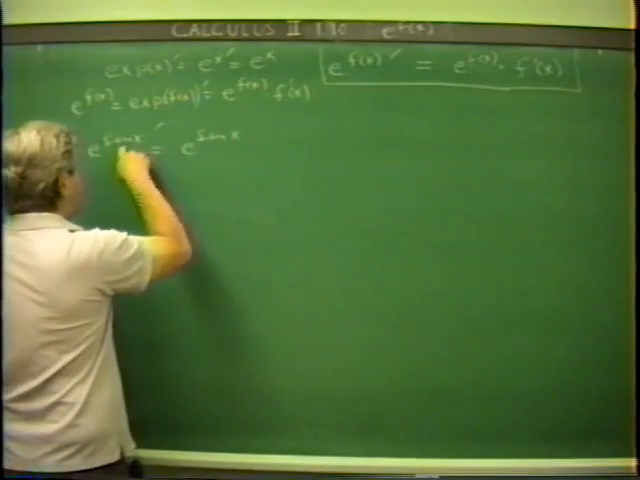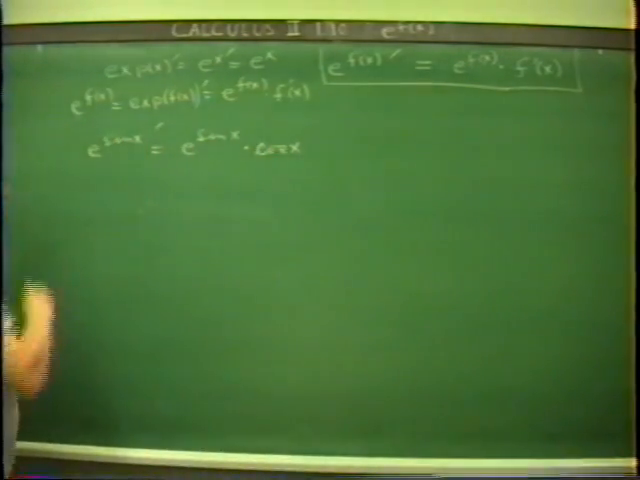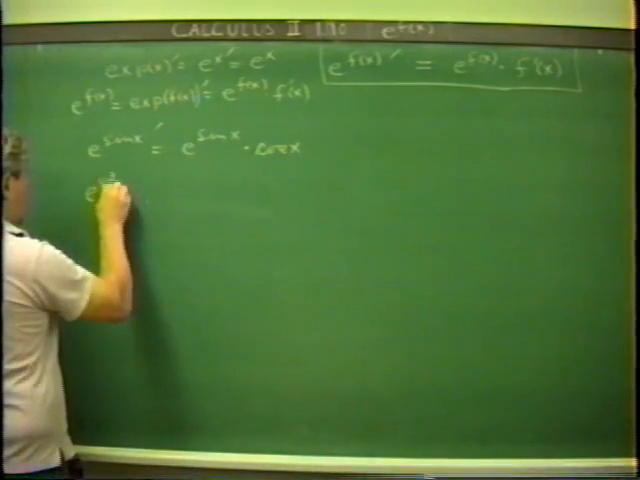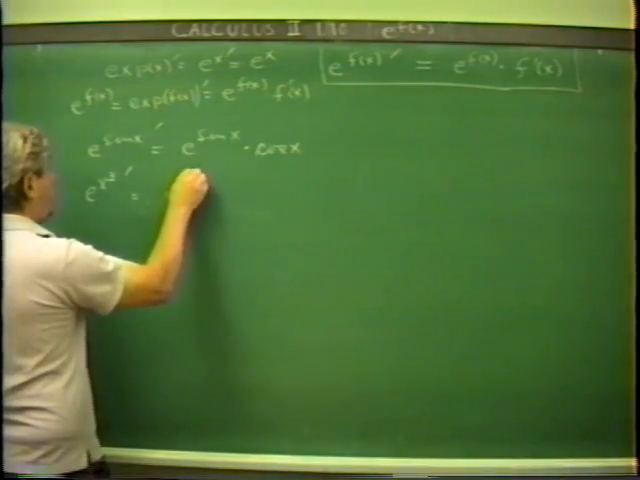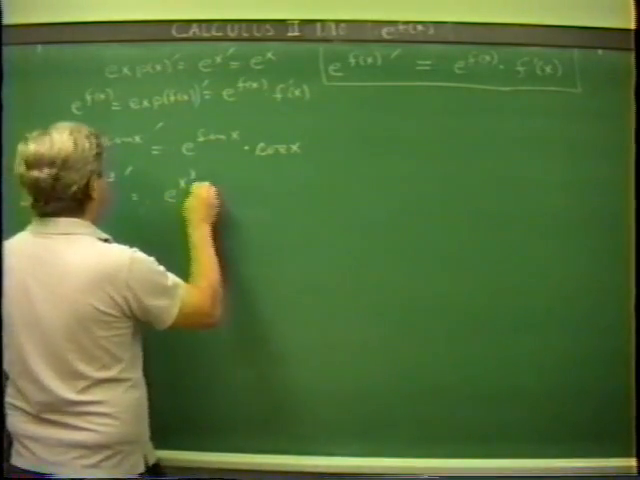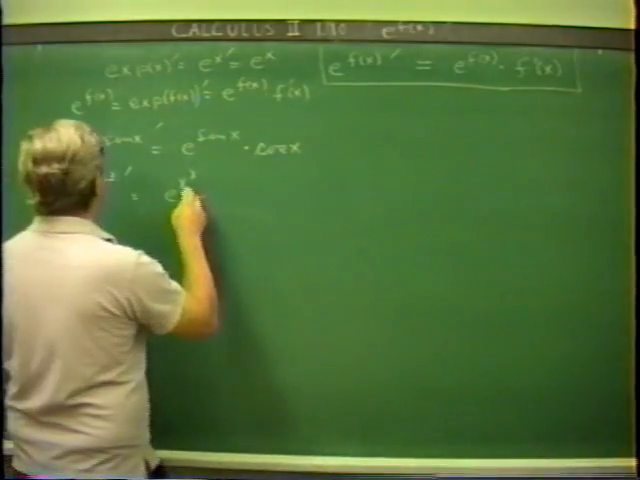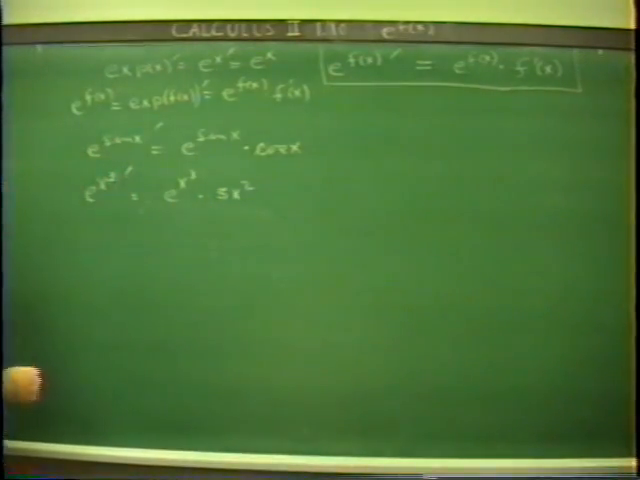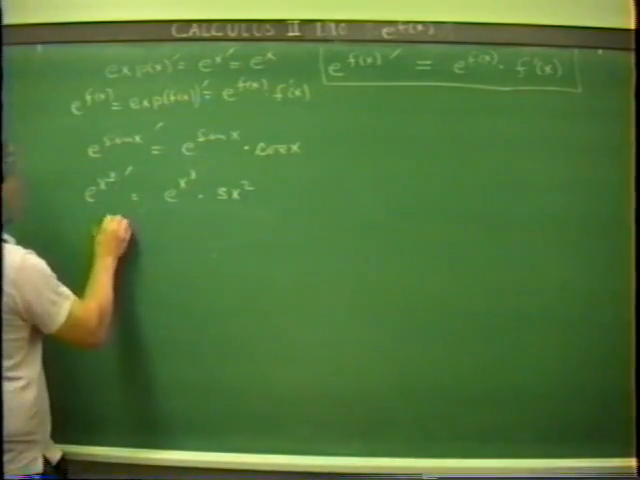For example, we had e to the sine x. We want the derivative of it. The derivative is going to be e to the sine x times the derivative of sine x. Right? E to the x cubed. The derivative of this is going to be e to the x cubed times the derivative of x cubed. The derivative of x cubed is 3x squared.